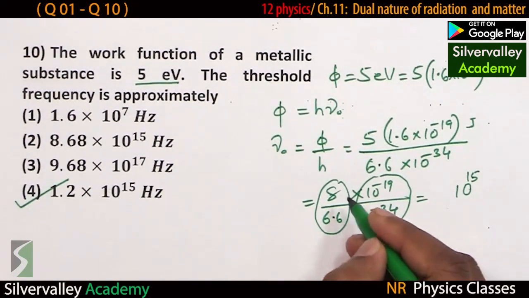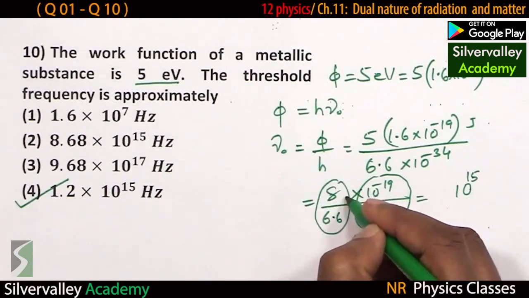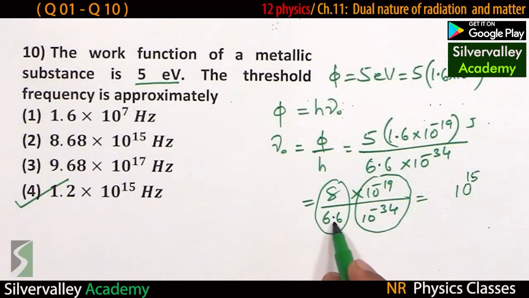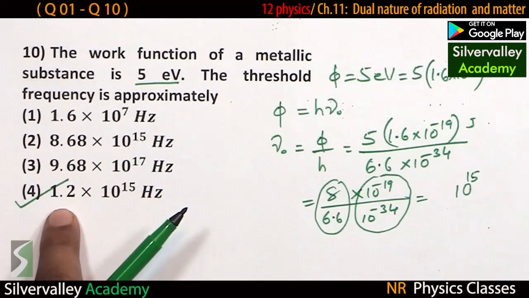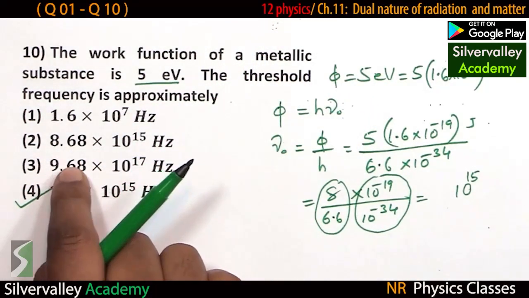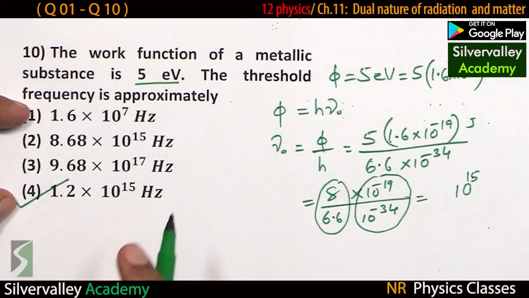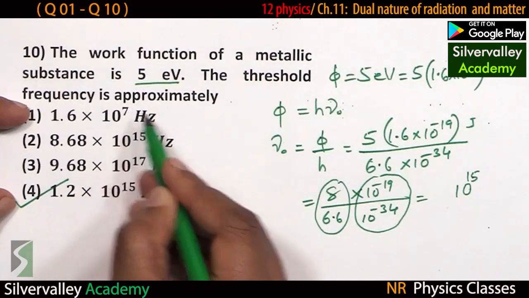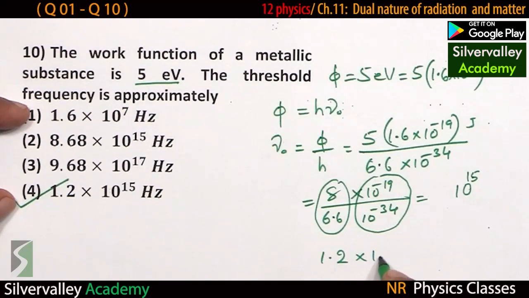Observe students, you are not simplifying fully, but you can guess the value of this. Okay, 8 by 6.6 means numerator is greater than denominator, but slightly greater, so it should be slightly greater than 1. Observe the 4 options. These two are greater than 1. This is very much greater than 1, and this is also very much greater than 1. When you decide between these two, take care of 10 power 7, but here we should get 10 to the power of 15. Therefore 1.2 into 10 to the power of 15 Hertz.